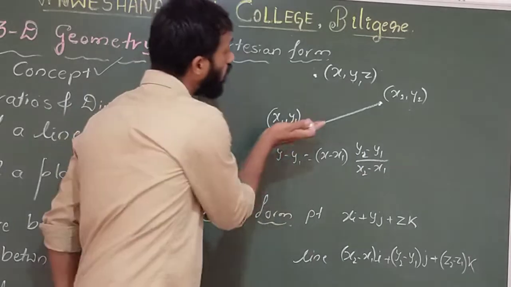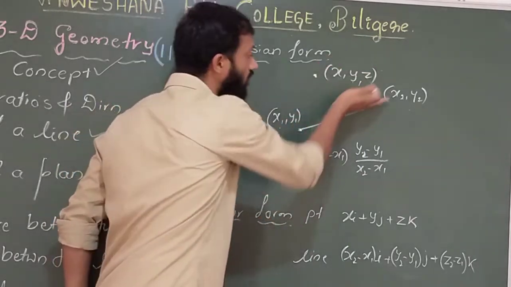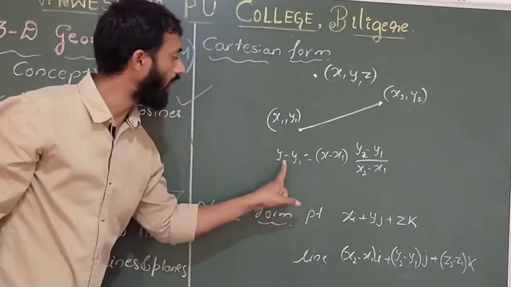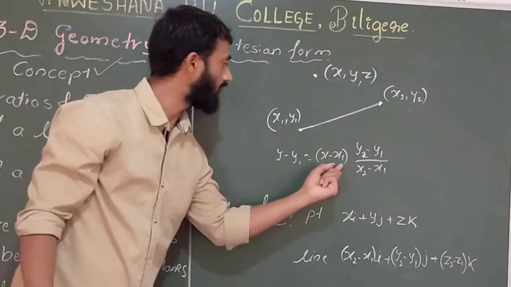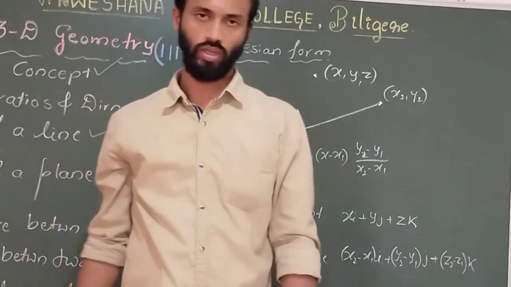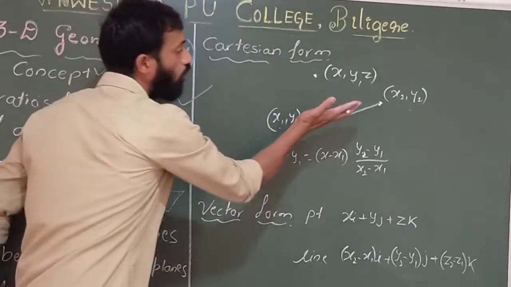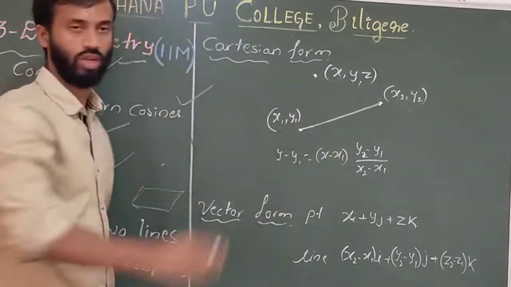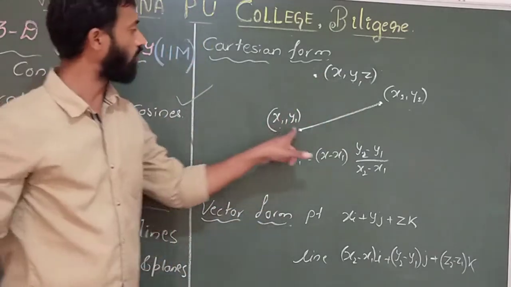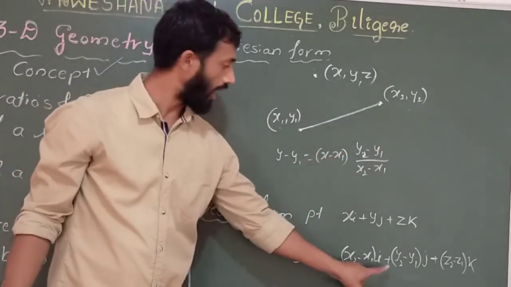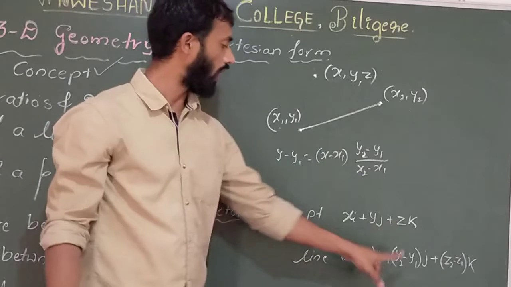The equation of this line in Cartesian form, as already we know, is y minus y1 is equal to x minus x1 into y2 minus y1 divided by x2 minus x1. Correct? Suppose I want to represent the equation of the same line in vector form. First I need to find this direction, which will be x2 minus x1 i plus y2 minus y1 j.